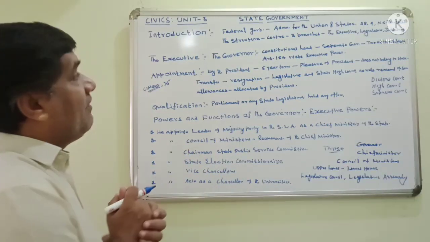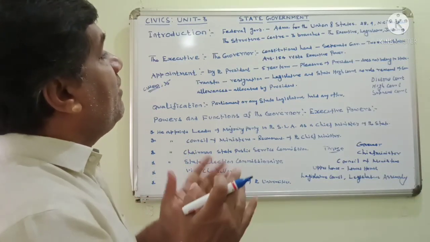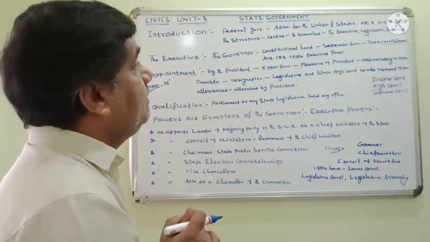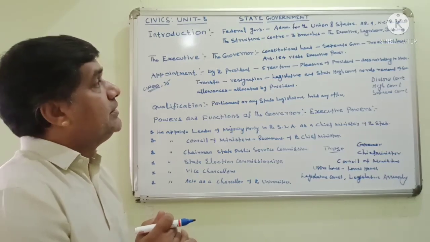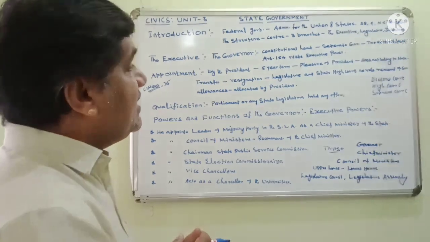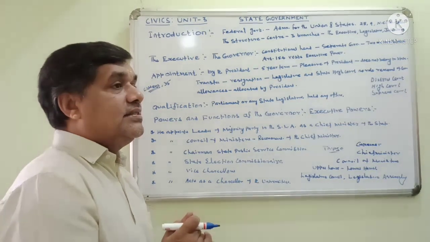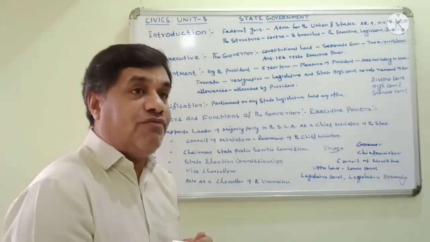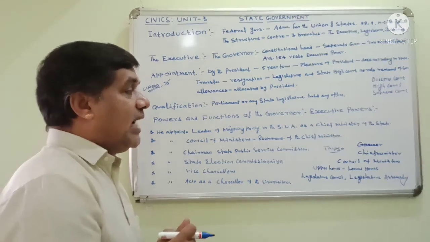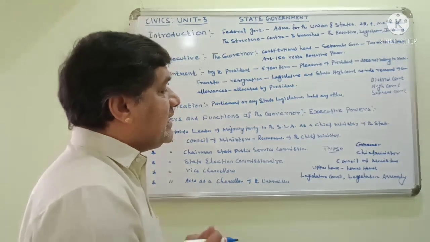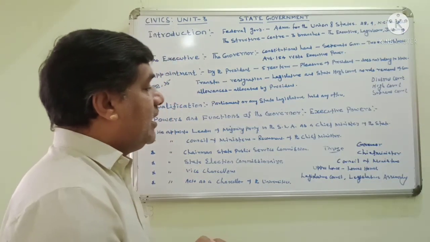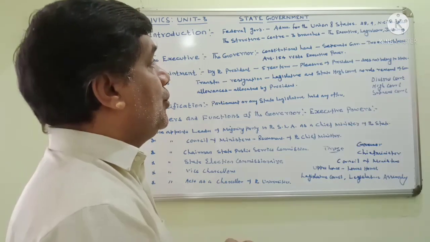The structure of the government. The government has 3 branches: the executive, the legislature, and the judiciary. The executive consists of the governor, the chief minister and the council of ministers. The legislature consists of the upper house and the lower house. The upper house is known as the Legislative Council and the lower house as the Legislative Assembly, that is Rajya Sabha and Lok Sabha.